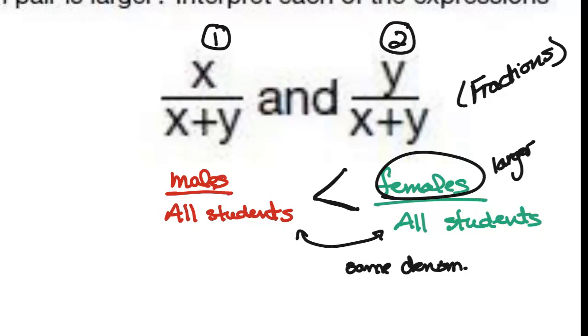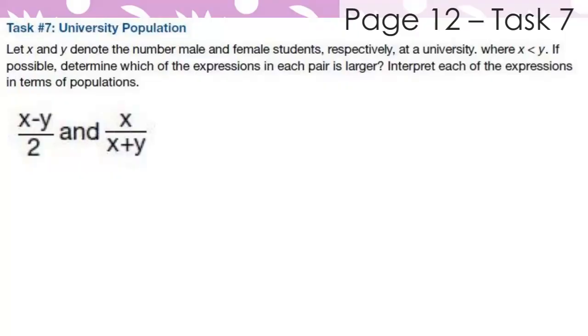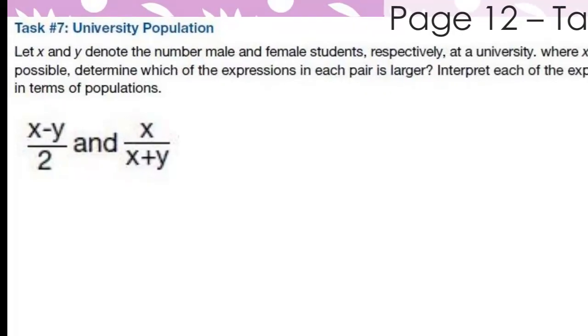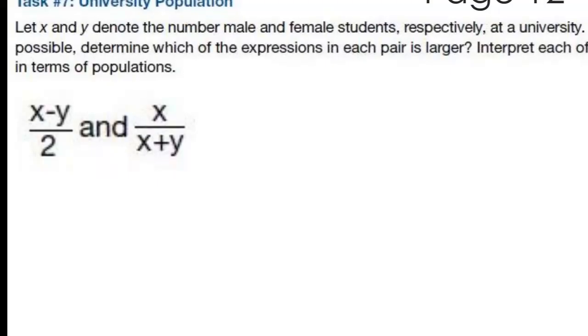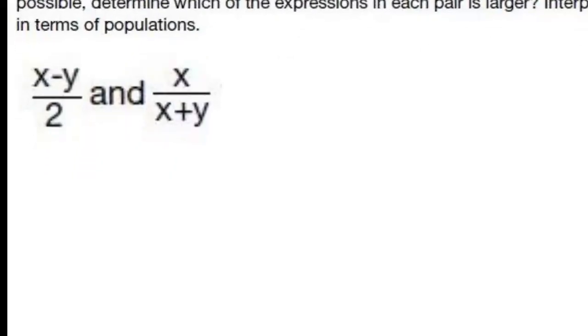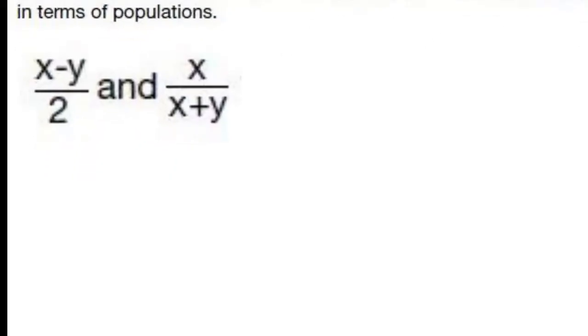All right, let's go to the next one. I can't remember if there's 2 or 1. One more. All right, same thing here. We have x minus y divided by 2 and x divided by x plus y. Well, one of these looks very familiar. X over x plus y, yeah. This was in the last problem.